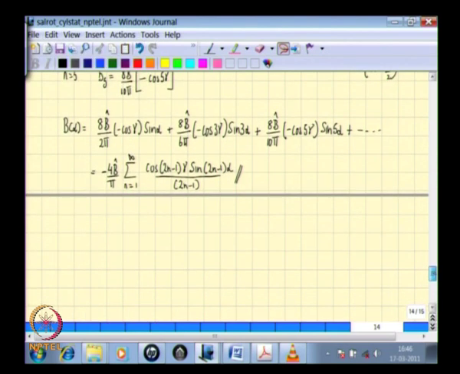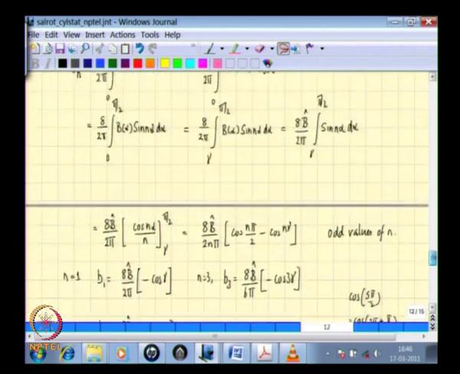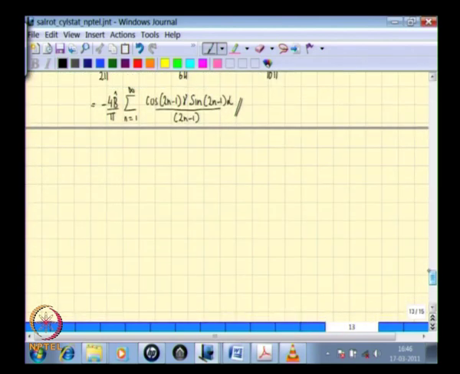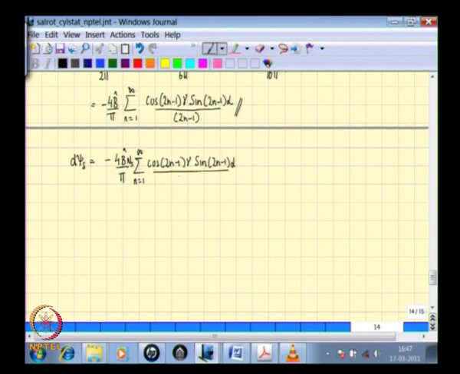So, this is then your expression for B alpha, and what we want to do is to substitute this expression for B alpha in this expression for d psi, and therefore what we get is d psi s is nothing but minus 4 B hat by pi multiplied by Σ n equal to 1 to infinity, cos of (2n minus 1) gamma sin (2n minus 1) alpha by (2n minus 1). This is n into B a, you have to multiply this by d a.